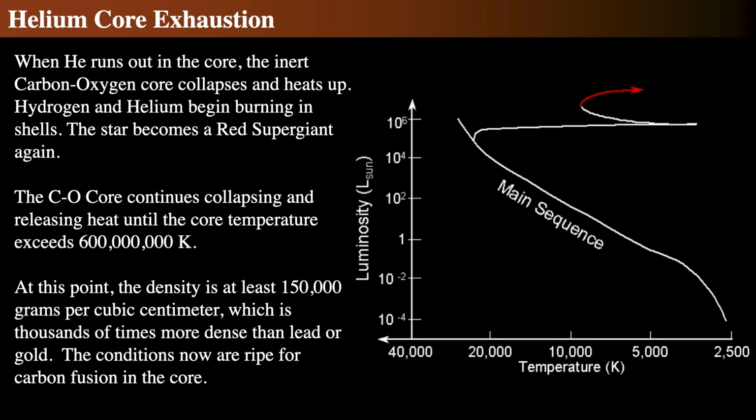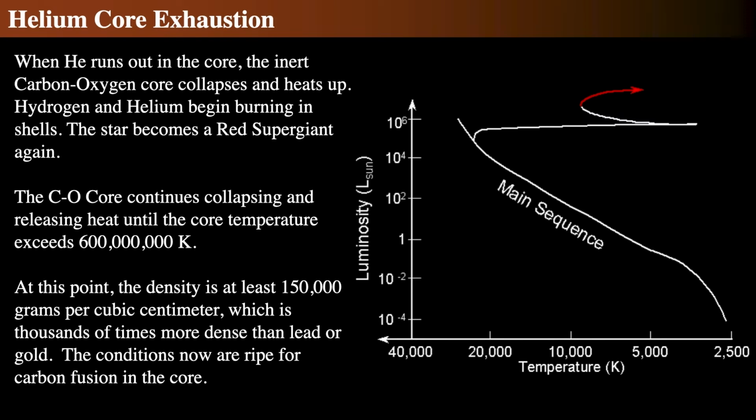All right, so when the helium finally runs out in the core, and that doesn't take long, it takes an extraordinarily short period of time. In fact, it doesn't get down to the horizontal branch at all. It just kind of wags back and forth. When it runs out of helium in the core, then the carbon and oxygen core collapses and heats up.